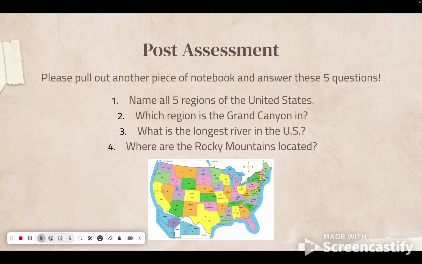All right, for our post-assessment, which this is for a grade just because we just did the lesson, I would like for you to pull out another piece of notebook paper and answer these 4 questions. Number 1, name all 5 regions of the United States. Number 2, which region is the Grand Canyon in? Number 3, what is the longest river in the U.S.? And number 4, where are the Rocky Mountains located?